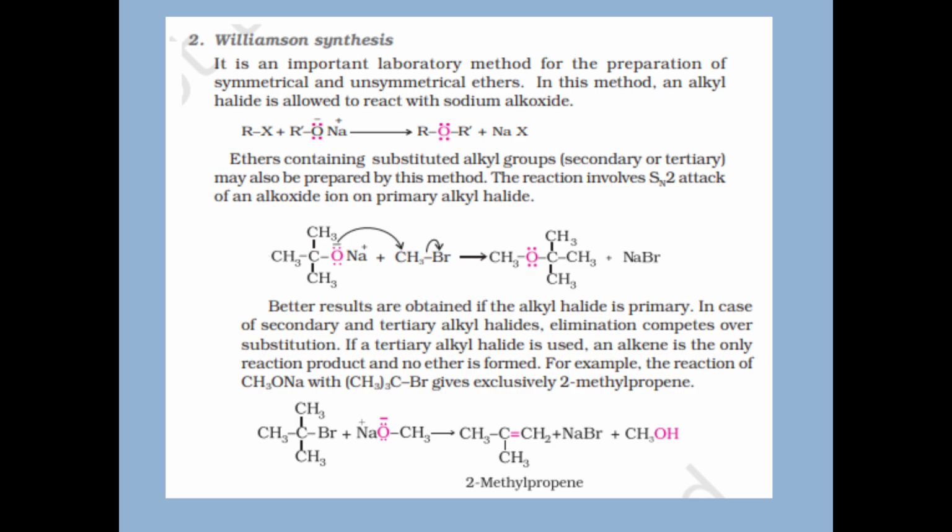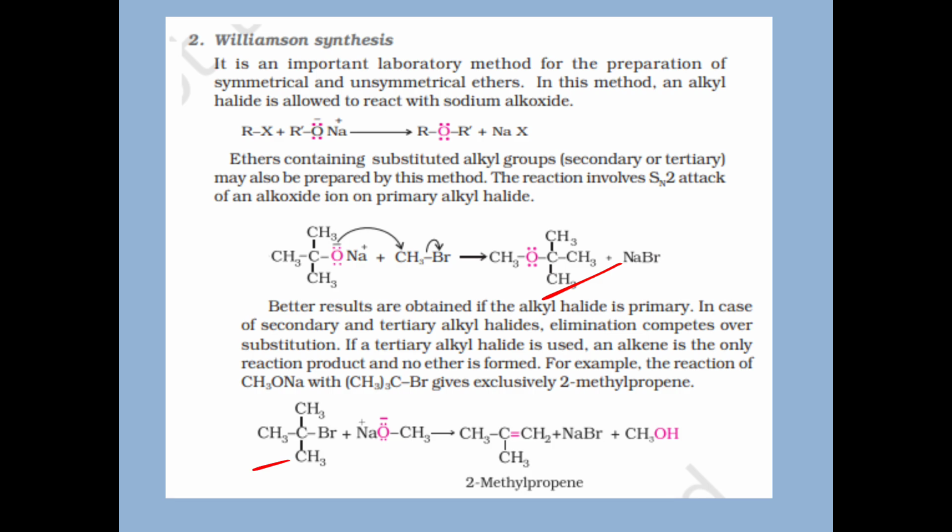Now come to an important reaction, Williamson synthesis. This is an important laboratory method. Here we use an alkyl halide and an alkoxide ion to form an ether. The alkyl halide should be primary and the alkoxide ion can be secondary, so it will be ROR'. The reaction will be in SN2 mode, so this ether will be formed.